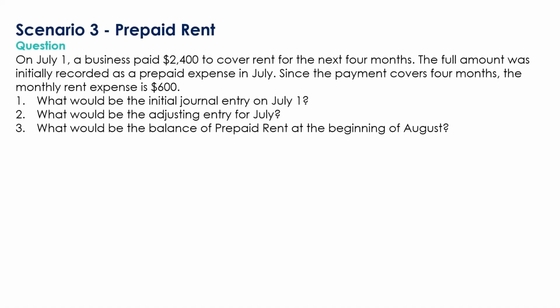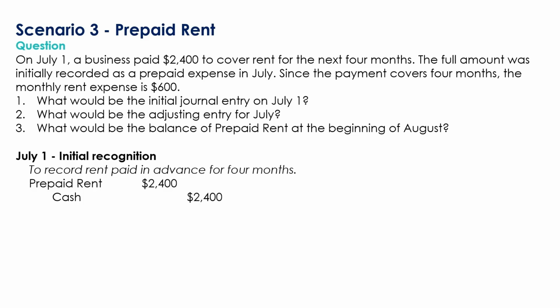Let's walk through this example. On July 1st, the business pays $2,400 for rent covering 4 months. Now, because this payment relates to future periods, we do not treat it as an expense immediately. Instead, we record it as an asset called prepaid rent. So the entry is simple. We debit prepaid rent for $2,400 and credit cash for the same amount.